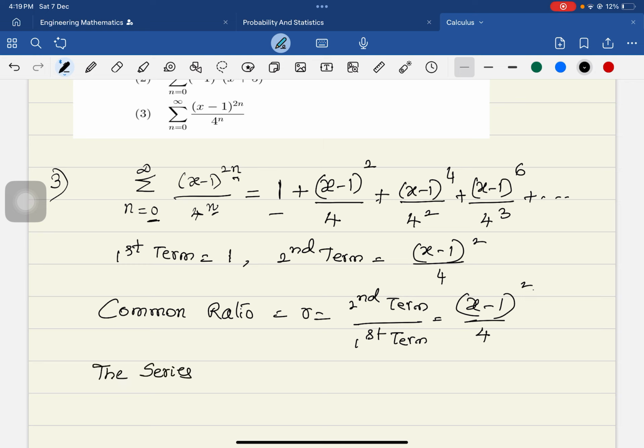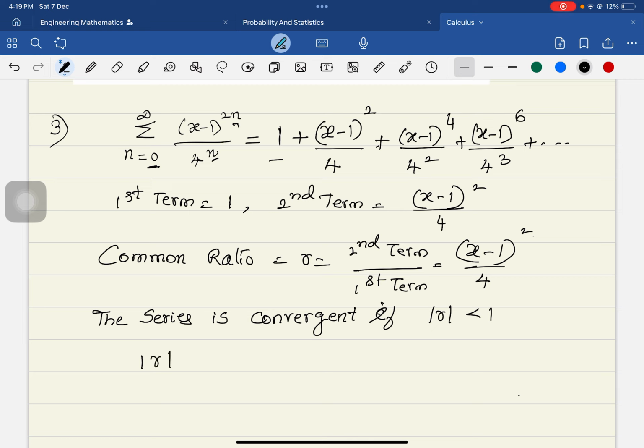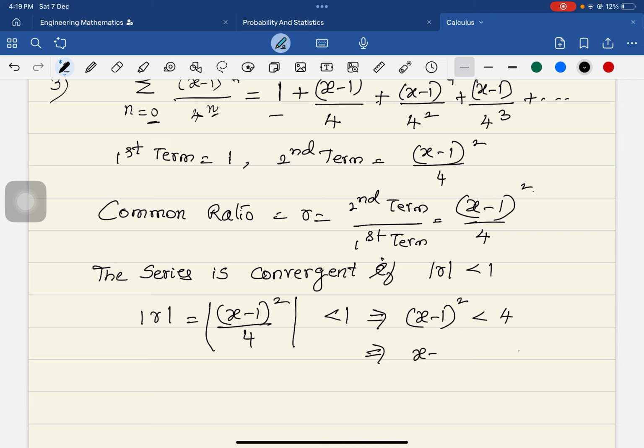Now what we know about the series: it is already given that it is convergent, and your job is to find out for what values of x the series is convergent. The series converges if mod r, the common ratio, is less than 1. So what we have got is mod r as (x minus 1) the whole square over 4, whose modulus should be less than 1. So when I write this, it is (x minus 1) the whole square, anyhow positive only, is less than 4. Now (x minus 1) the whole square is less than 4 means x minus 1 is less than plus or minus square root of 4, that means plus or minus 2.